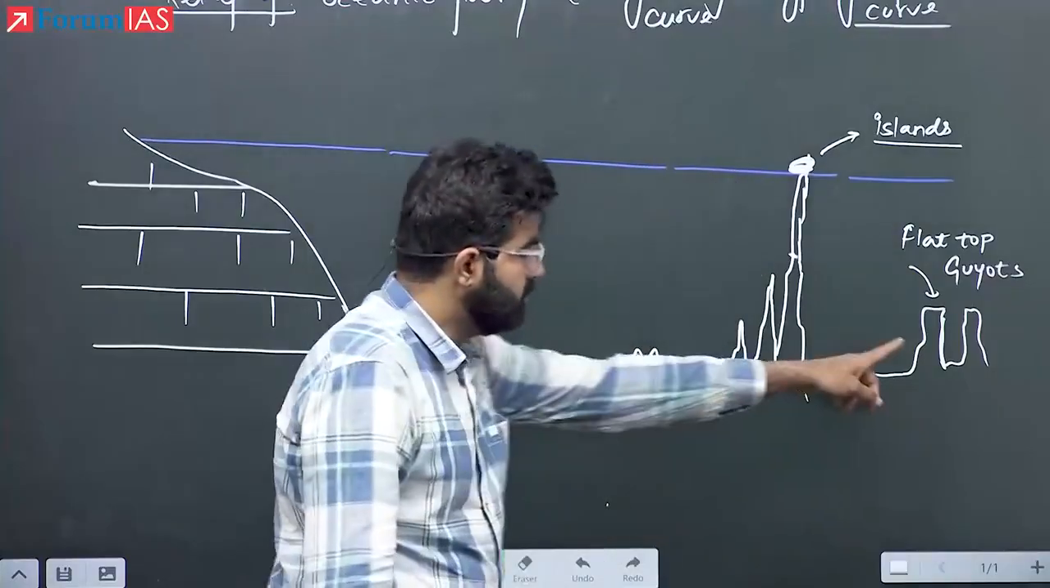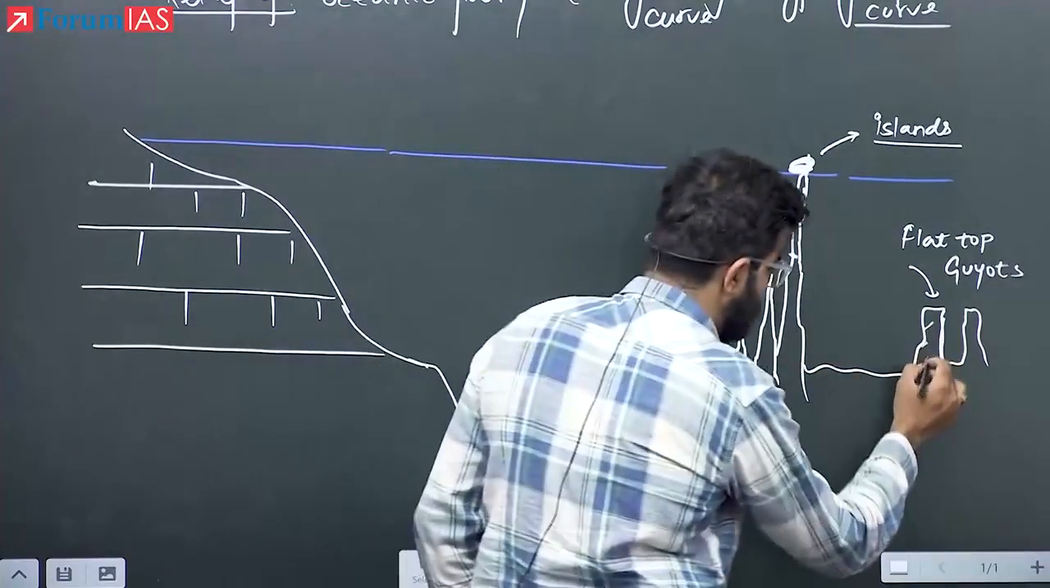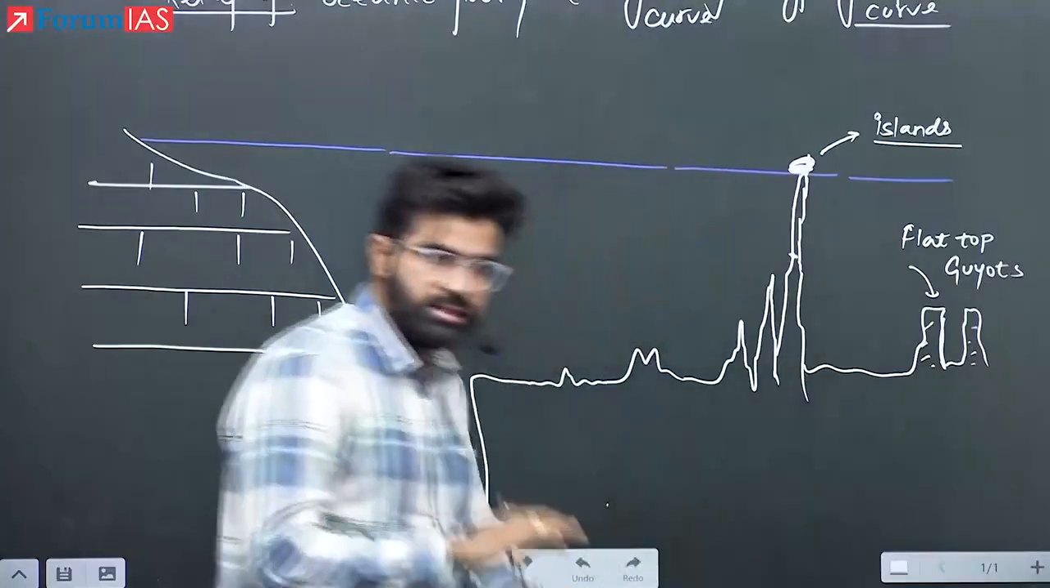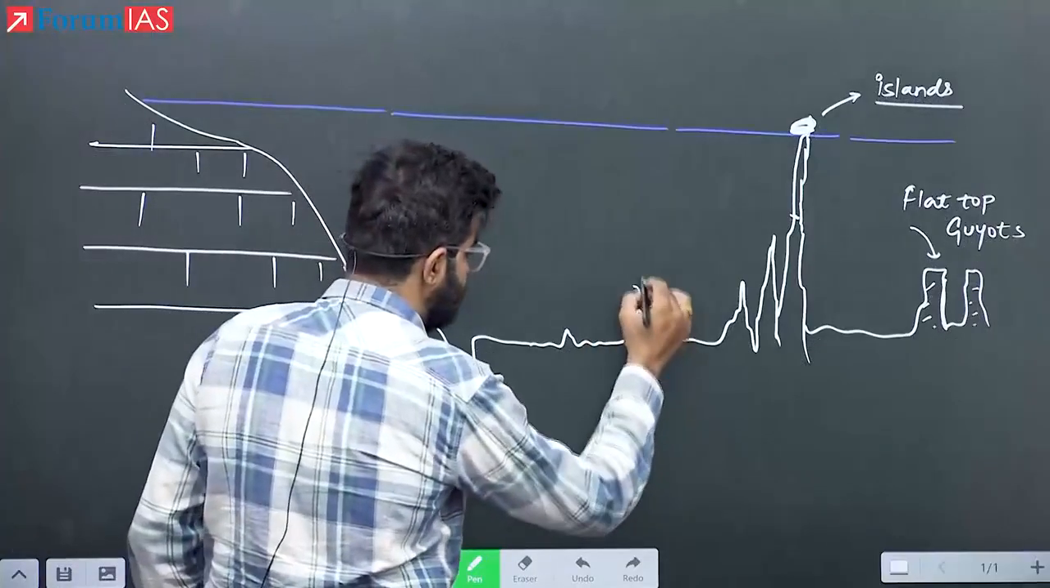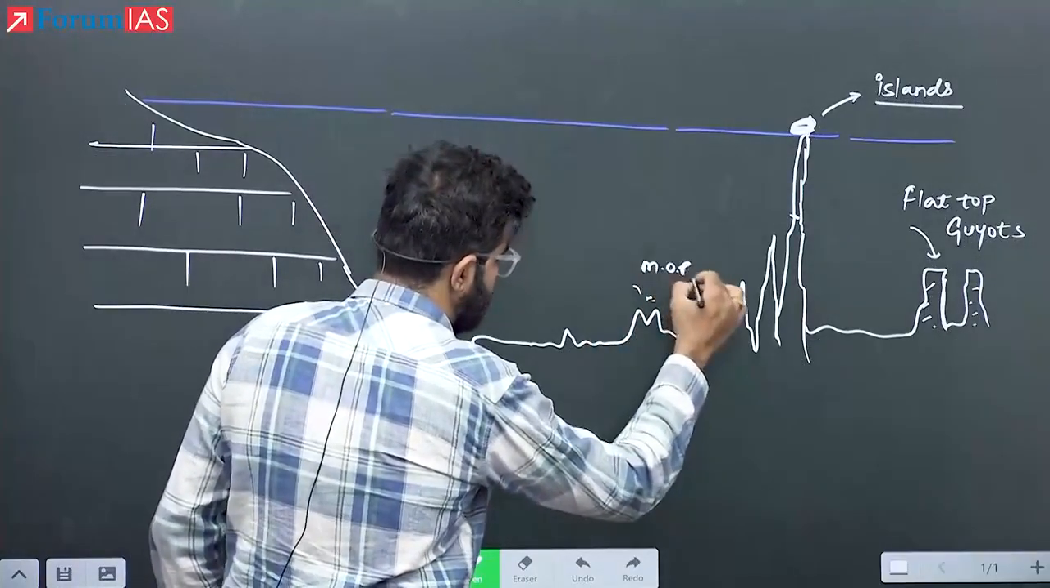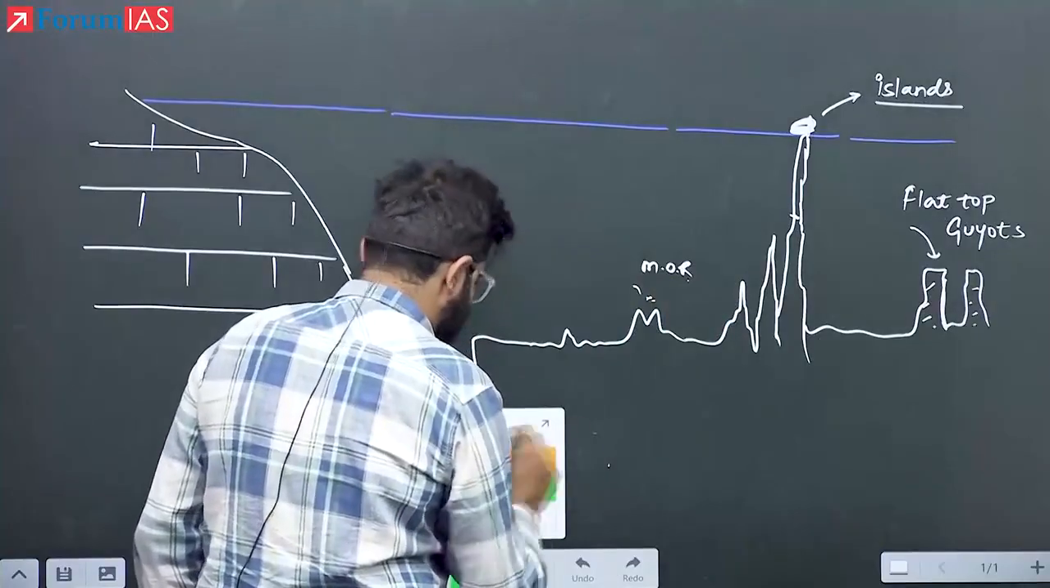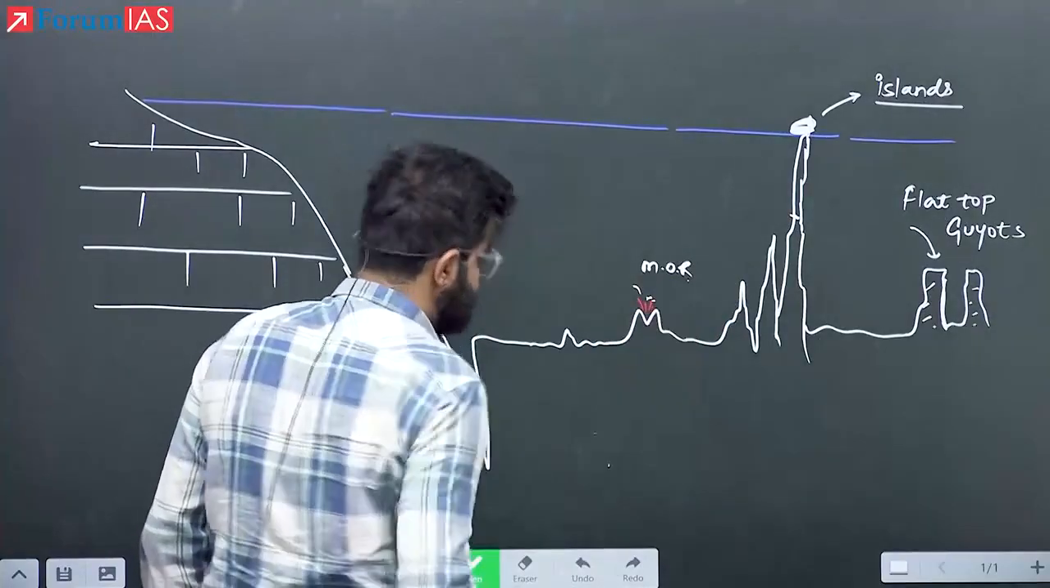These are flat top mountains, and they are known as guyots. Why are they flat top? Because of marine erosion, they have been eroded over the top, right? This you all are familiar with. What is this? It is MOR. What was MOR? Mid oceanic ridges, right?